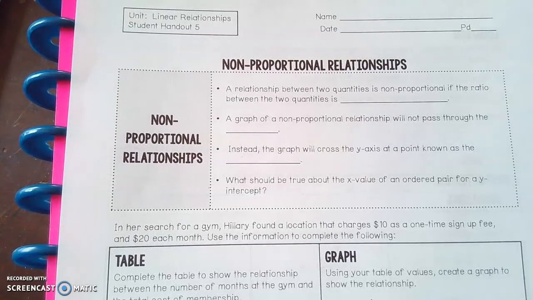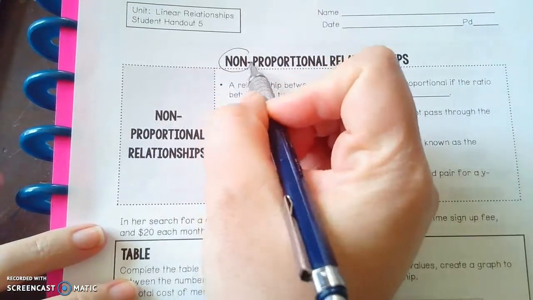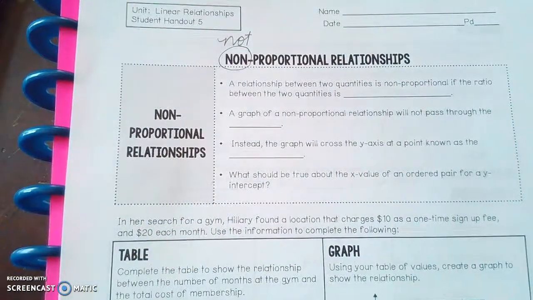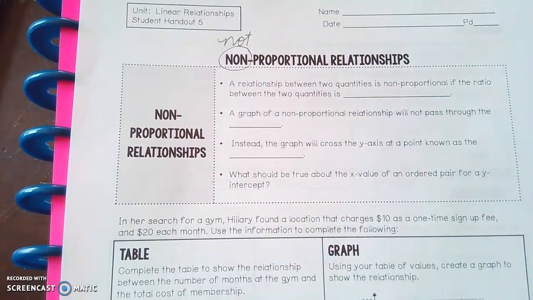Right, guys, so this next lesson, following our proportional relationships, is non-proportional, which essentially is going to mean that it is not proportional. So we're talking about relationships that are not proportional, or the opposite of a proportional relationship. As we go through these notes, I want you guys to think back to the notes we took on proportional relationships and see how they compare.